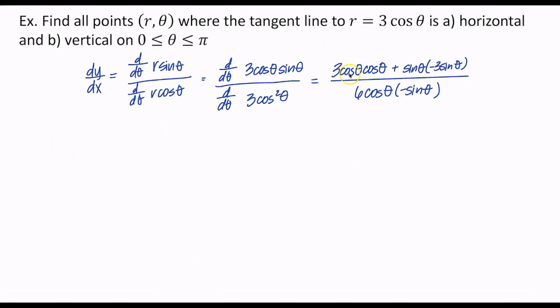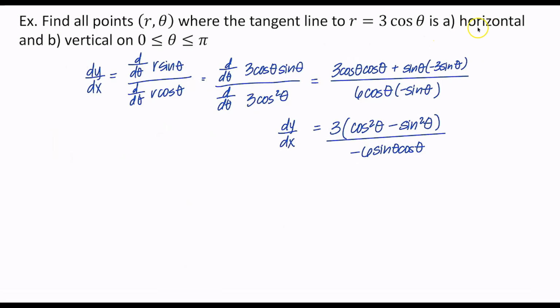Let's go ahead and clean this up a bit. In the numerator, these both have a 3 in common, so let's factor that out. So we have 3 times the quantity cosine squared θ minus sine squared θ over negative 6 sine θ cosine θ. So this is dy/dx.